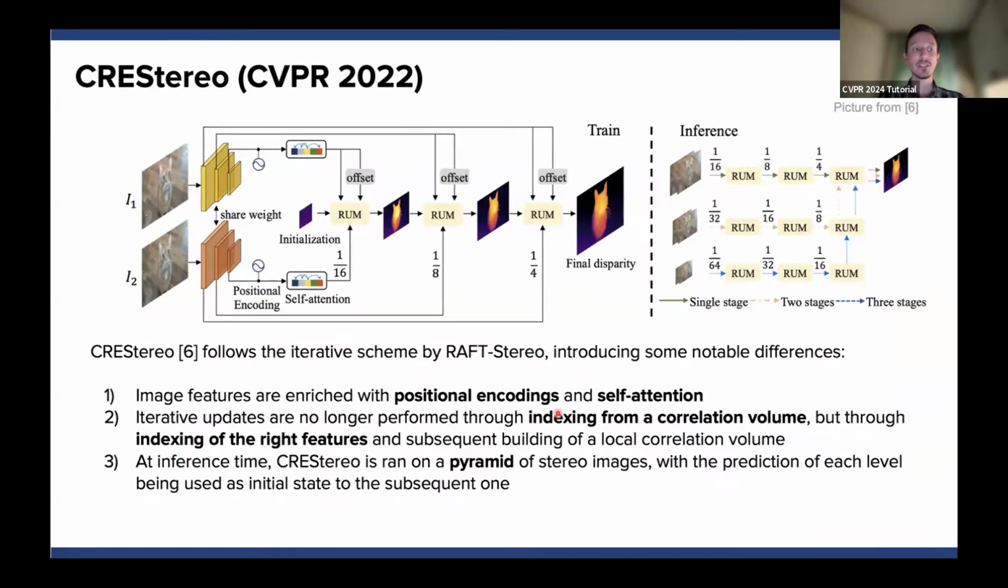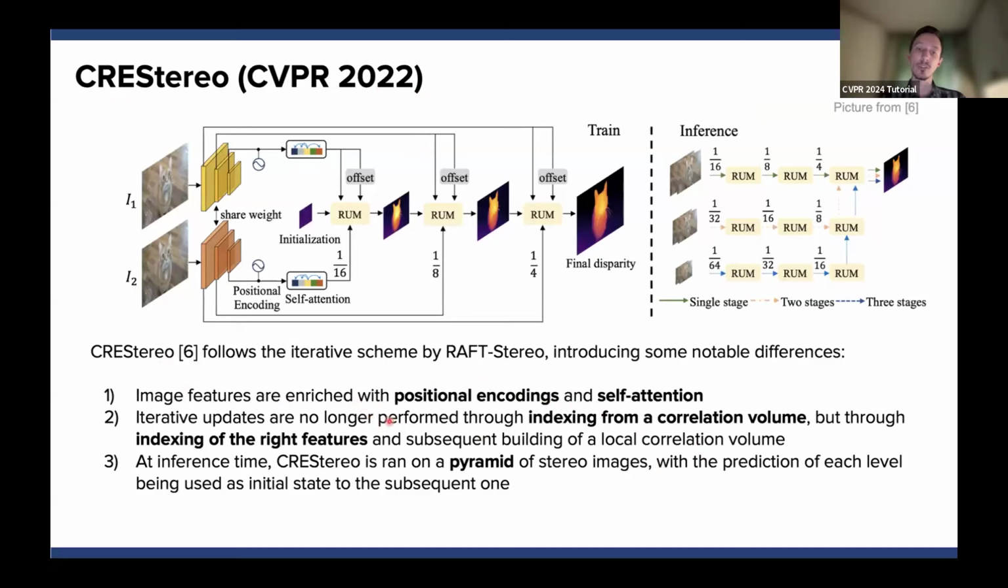And given the advances produced by RAFT-Stereo, many other architectures were proposed following this path. The very first coming out after RAFT-Stereo was CREStereo at CVPR 2022. CREStereo followed the very same iterative scheme proposed by RAFT-Stereo, yet with some large differences.